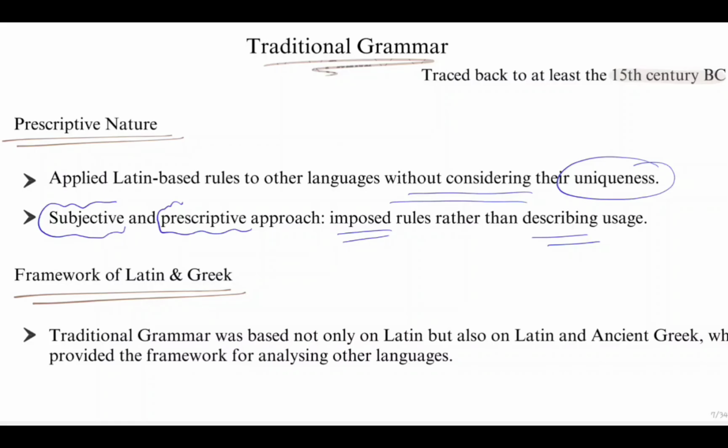Traditional grammar is of a prescriptive nature, that is, applying Latin-based rules to other languages without considering their uniqueness, and so we can say that it was subjective and prescriptive in nature because why? They tried to impose rules rather than describe usage. The framework of Latin and Greek. And so again, we're saying that traditional grammar was actually based not only on Latin but also on ancient Greek, which provided again the what? The framework for analyzing other languages. All right?